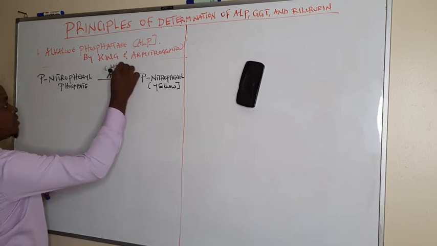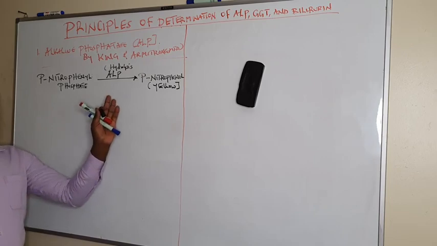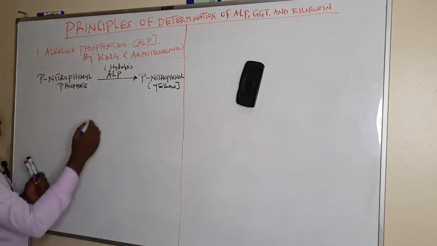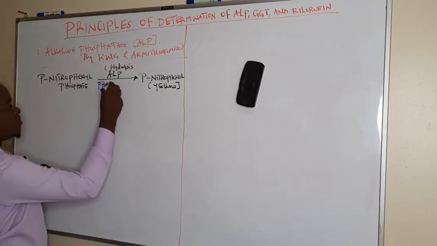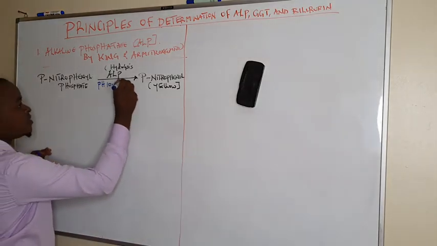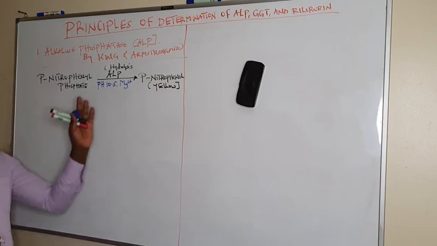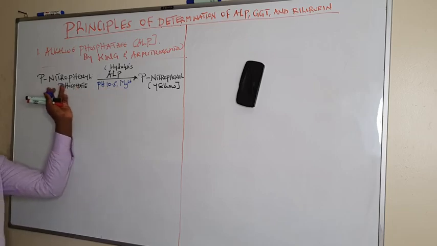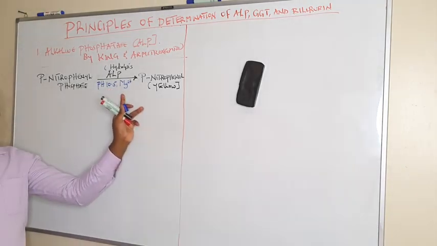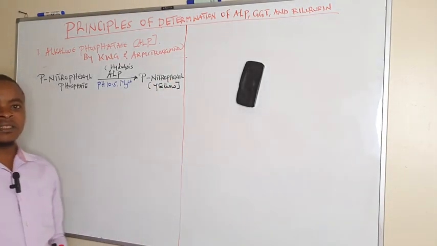So we are saying it is a hydrolysis reaction, catalyzing the hydrolysis of P nitrophenyl phosphate to P nitrophenol, which is a yellow compound, and this reaction occurs at a pH of 10.5, or some books give between 10.3 to 10.5, in the presence of magnesium ion as a cofactor.